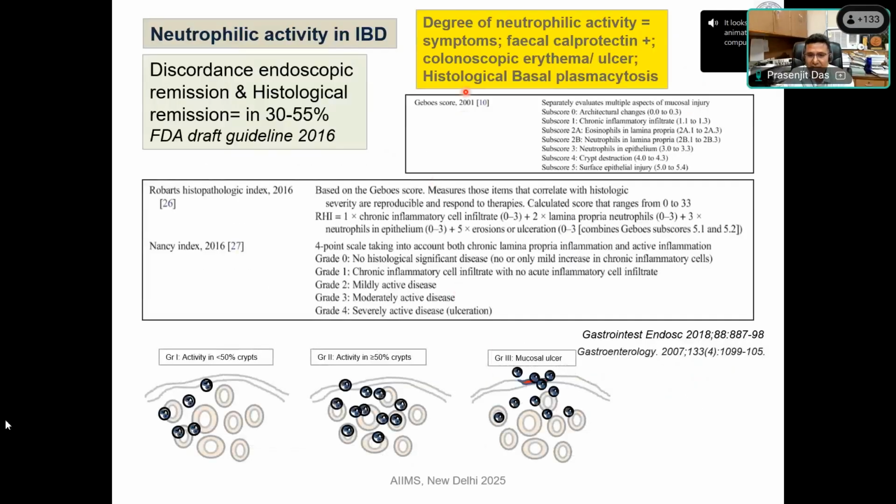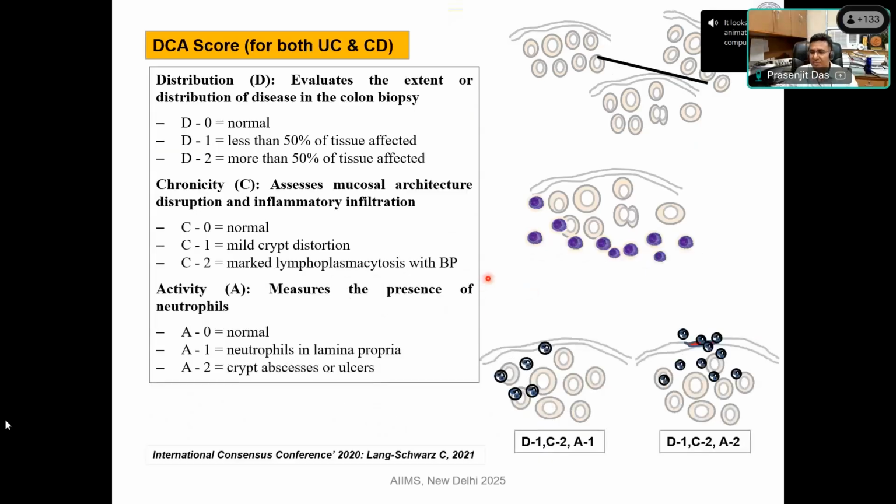But all these grading systems that I have shown you have been made and validated for ulcerative colitis, not for Crohn's disease. So whenever you see Crohn's disease, you have to do something else. You cannot apply Nancy. Fortunately, in 2020, another grading system came. It is very easy, I will tell you. It is called the DCS score.